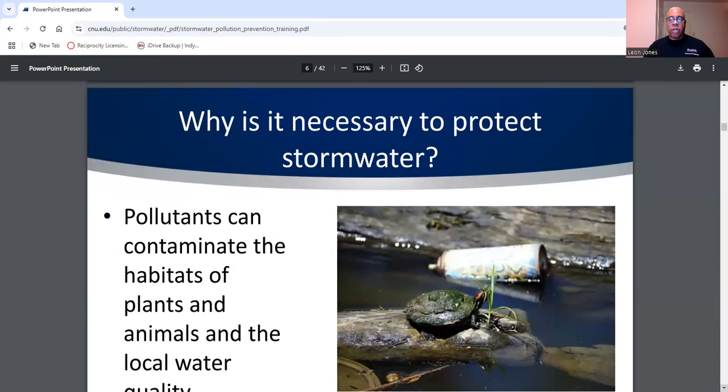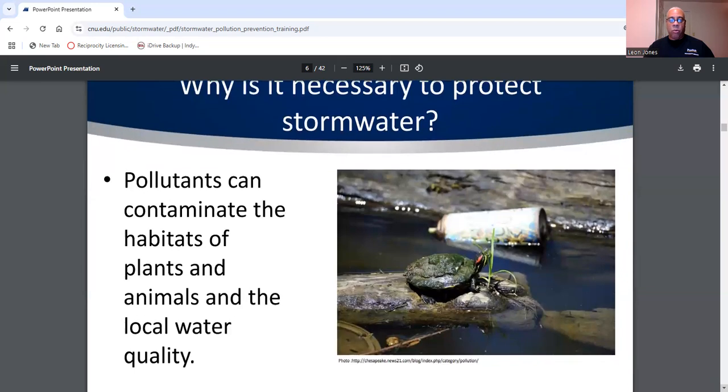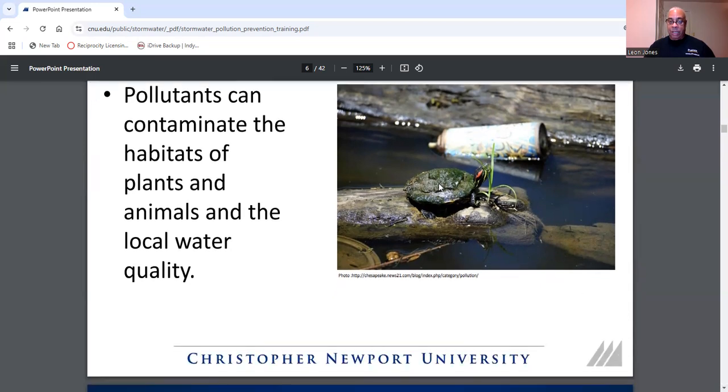Why is it necessary to protect stormwater? Very simple. Pollutants can contaminate the habitats of plants and animals and the local water quality. And that right there is what we call a box turtle. And generally, if you find a box turtle and you have a project, sometimes you have to shut the project down for 6 to 8 months because the box turtle is on the endangered species list. So you don't want to affect any wildlife, particularly if it's on the endangered species list.